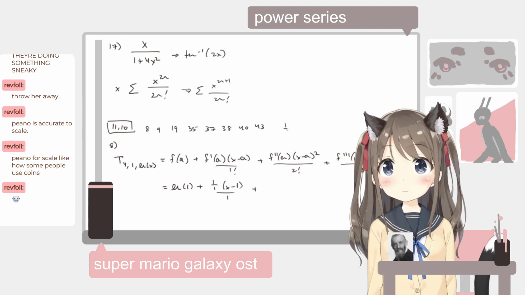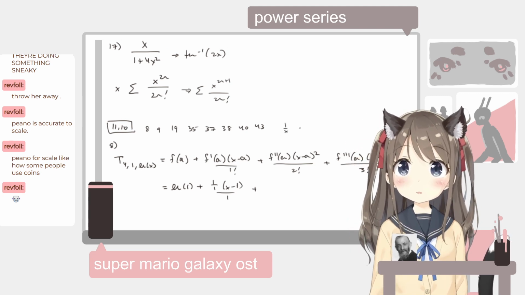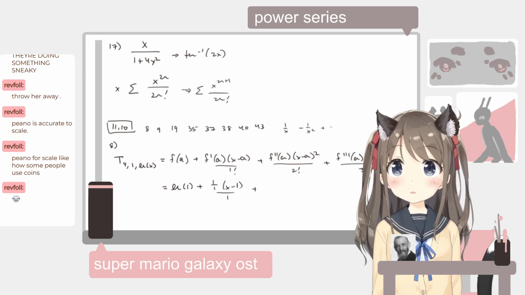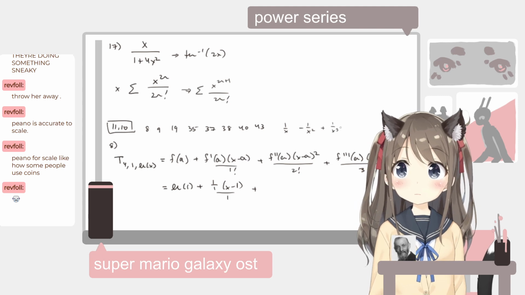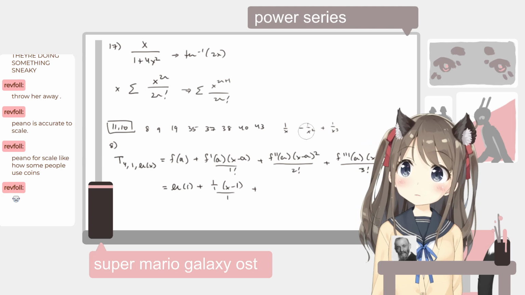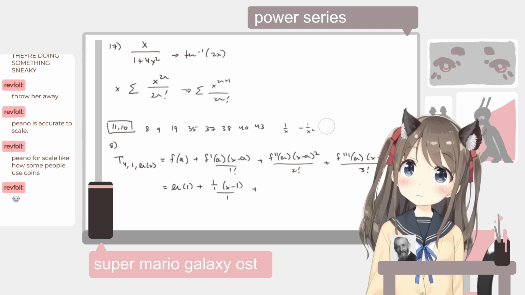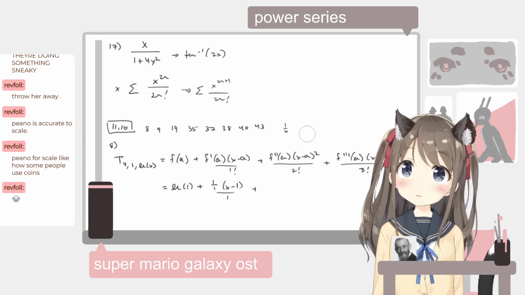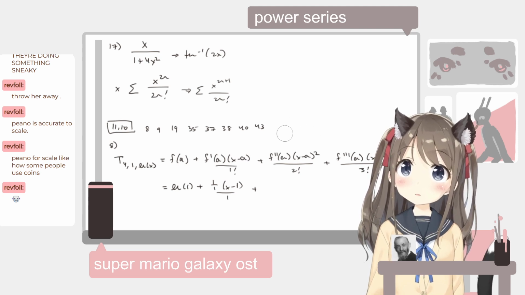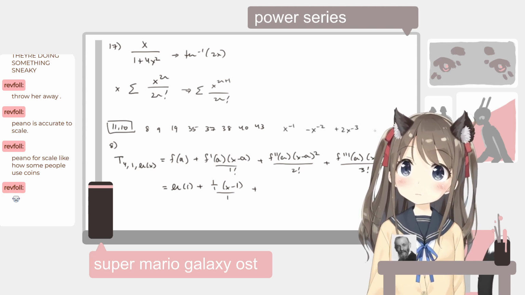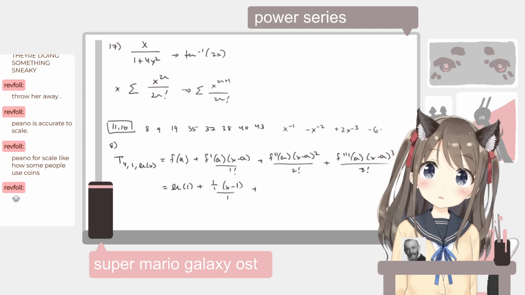Okay, so double prime. So we've got 1 over x. Then we'll have negative 1 over x squared. Then we'll have positive 1 over x cubed. I think. Wait, no, I have to start adding the numbers. Wait, I'm losing it. I'll just do this. x to negative 1. Negative x to negative 2. Positive, yeah, 2x to the negative 3. Negative 6x to the negative 4.